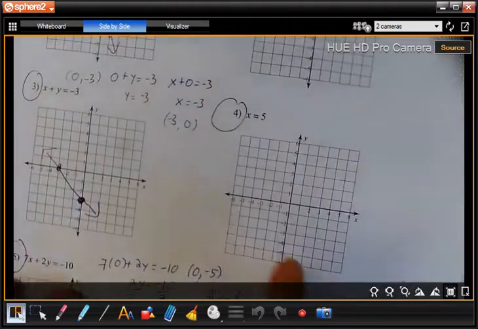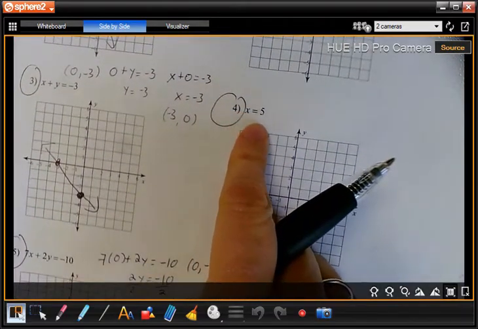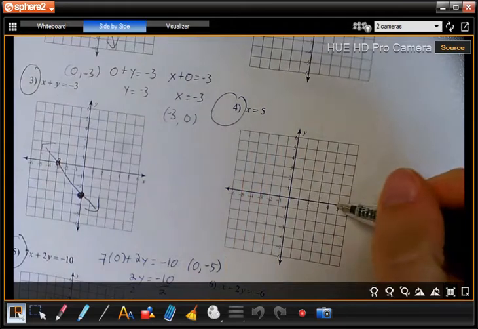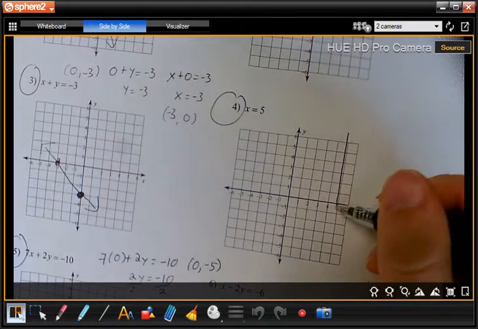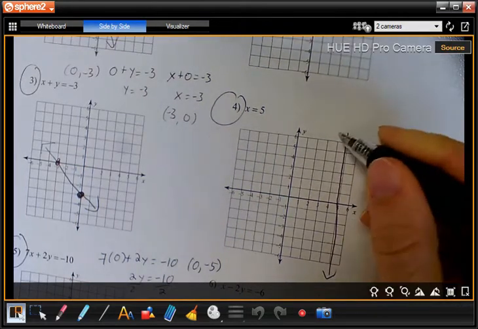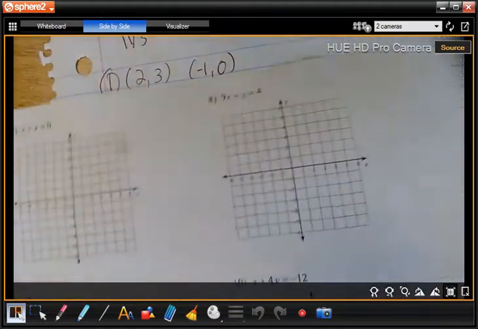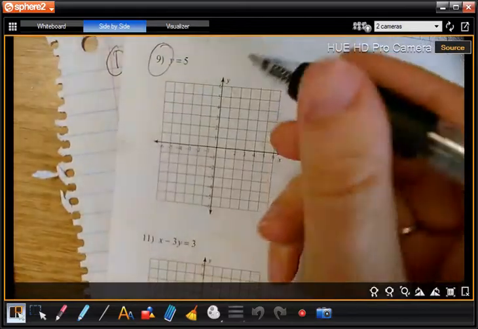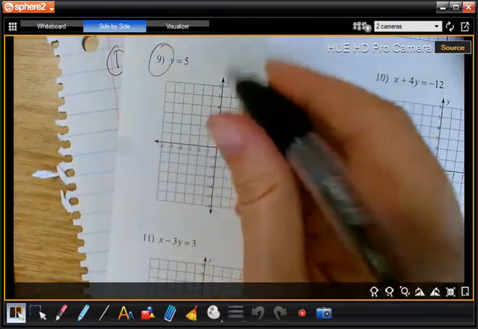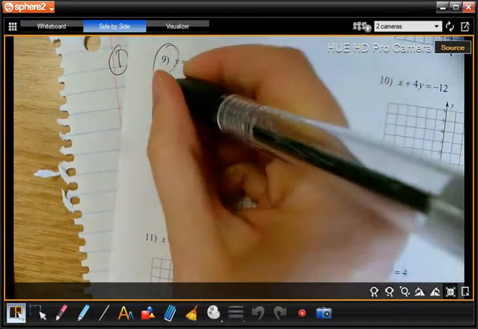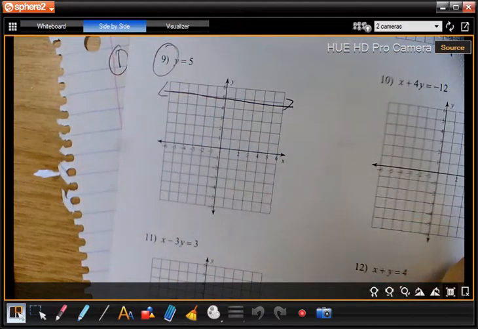Number 4 says x equals 5. What does that mean? That means I go to the x-axis and I'm at 5, but that means it doesn't matter what y I plug in there. I'm going to get that line. That's just always going to be true. Same here for when it's y. y equals 5. I'm going to go to the y-axis, go to 5. Doesn't matter what x is, y is always 5.